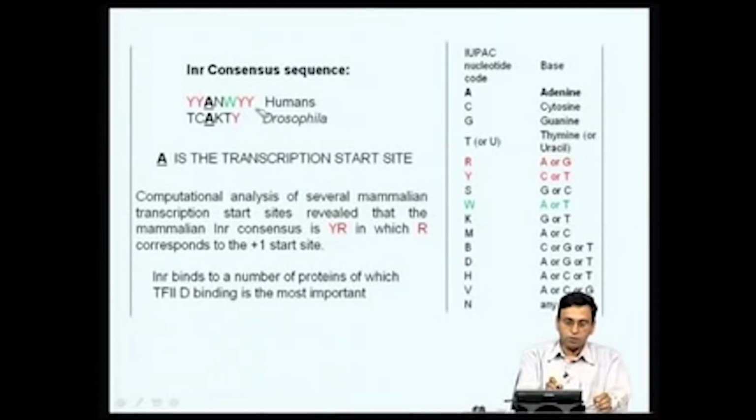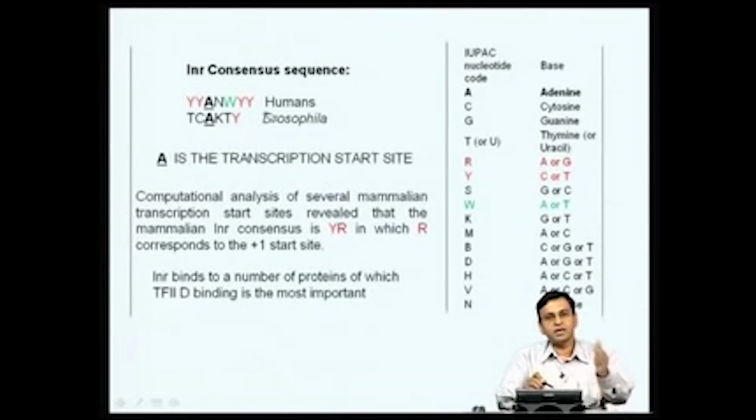YYANWYY. Now, I would like to mention here, when we talk about nucleotides, you are only aware of A, T, G and C in the case of DNA, and uracil in the case of RNA. But IUPAC, that is the International Union of Pure and Applied Chemistry, has come up with a number of nucleotide codes. For example, suppose I want to say that this particular sequence contains either A or G. That means it contains purines, then I use the letter R to designate that R means it can be either A or G. Similarly, Y means it is a pyrimidine, that is, it can be either C or T. Similarly, W means it can be either A or T.